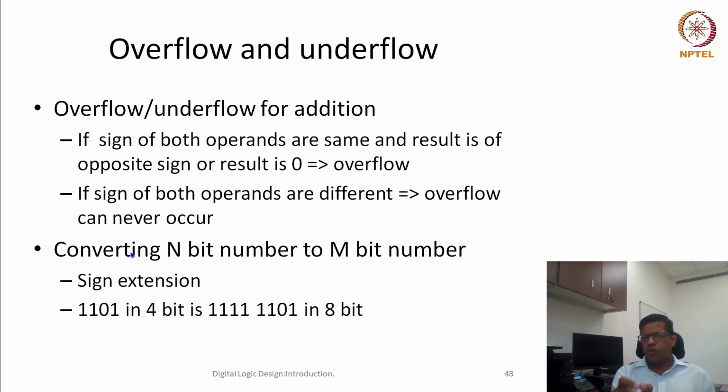One more point which I would like to touch upon here: if I have to convert an n-bit number to an m-bit number, it's going to be slightly different for negative numbers. Let's say I want to convert a 4-bit number into an 8-bit number. If the number is positive, it is going to be the same. But if the number is negative, then it can lead to a wrong representation. That's why we call it a sign extended number.